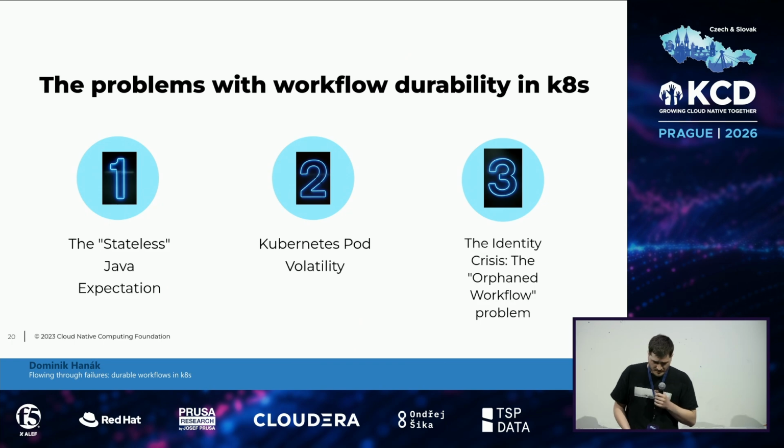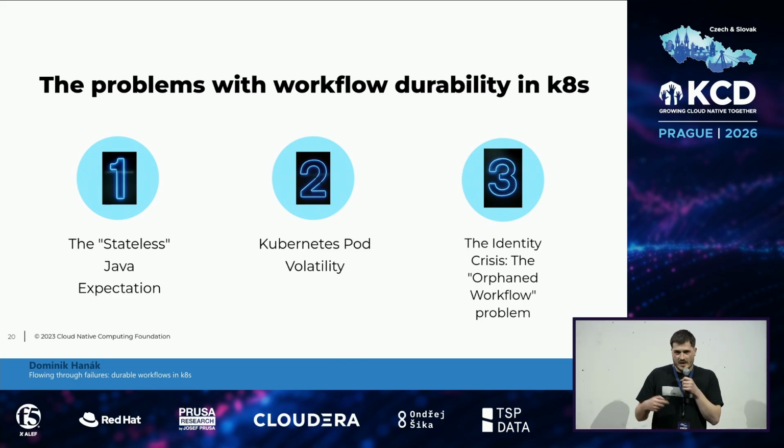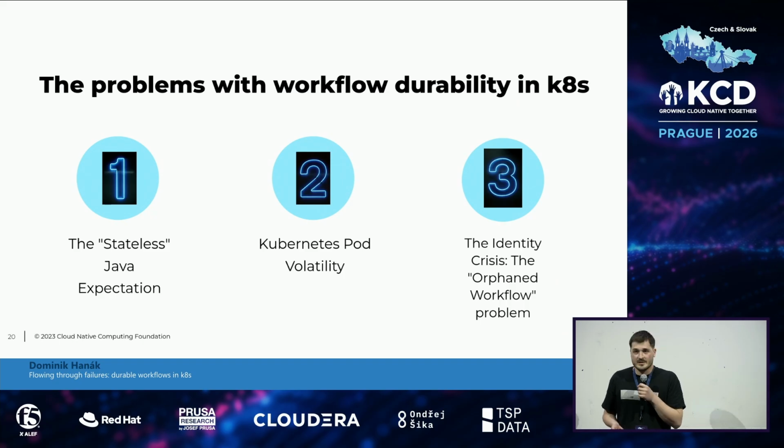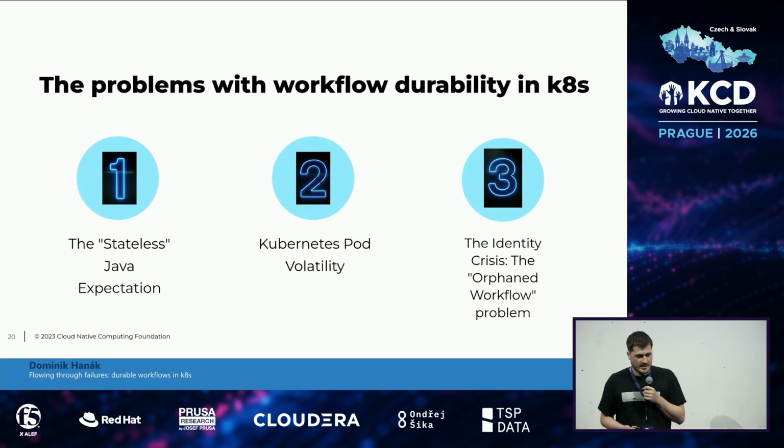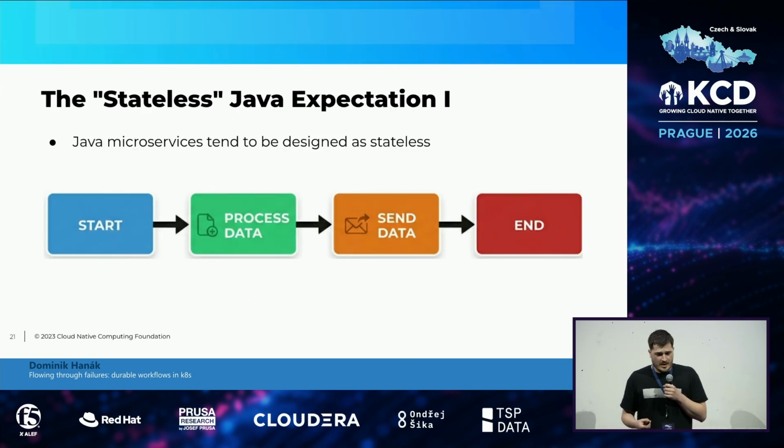Okay, so now to the durability. Since this is all Java, we have some in-memory state, and I have three problems that I highlighted when we were working on this topic that I think are quite interesting. The first one is the stateless Java expectation. Java microservices tend to be stateless. You just want to receive some input, do something with data, send it somewhere, and then you don't really care about the state of it, right?